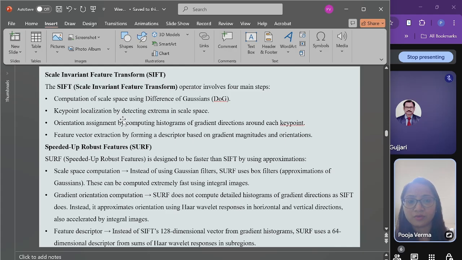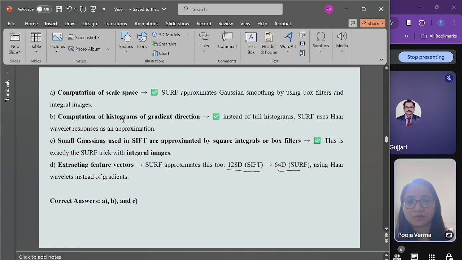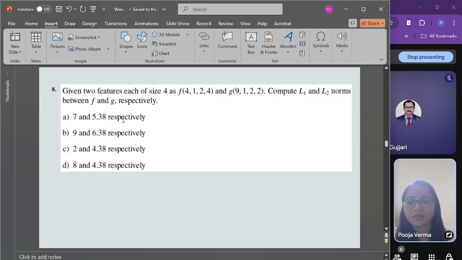So now, moving to the next question. Okay, so the next question is: given two features, each of size 4, that is F = (4, 1, 4, 2, 4) and G = (9, 1, 2, 2), compute the L1 and L2 norms between F and G respectively. So here two features of size 4 are given, and we have to compute the L1 and L2 norms between these two features. How can we calculate it?